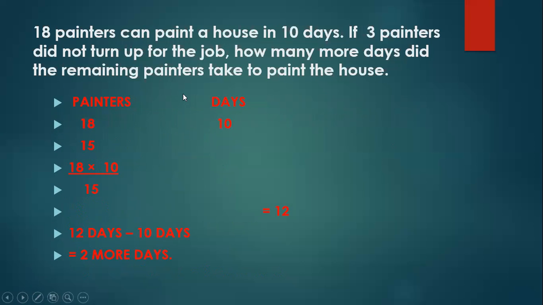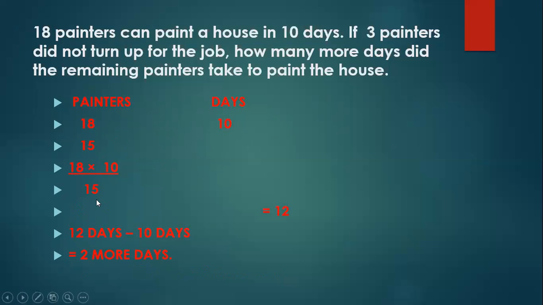Let's arrange our work first. We are talking about painters and days. So 18 painters take 10 days. Then the question is, if 3 painters did not turn up. Remember there were 18 painters, 3 did not come. So how many painters came? There were 15. So how many more days will they take? First of all, let's take this one over this one. It is 18 over 15 times 10. We don't cross multiply. We just write this one over this one times 10.